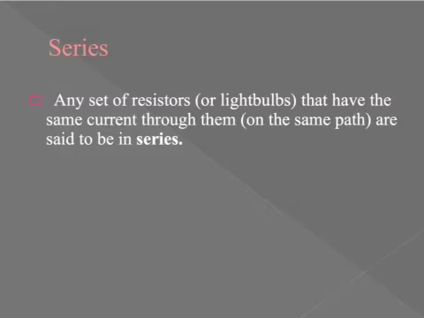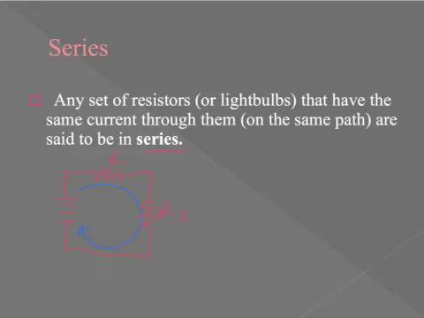So when we talk about series, what that means is it's any set of resistors or light bulbs, or really any load, that have the same current through them, and this means that they have to be on the same path. If this is true, they're said to be in series. An example of what that might look like: if we have a battery, and it goes around, and we have this resistor here, and one resistor here. In this case we only have one loop. So if we call these R1 and R2, then we'd say that R1 and R2 are in series, because there's only one path for the current to flow through as it goes around, and they're on that same path.